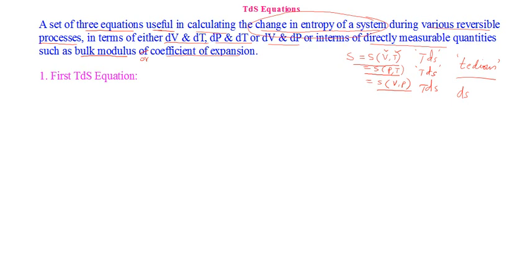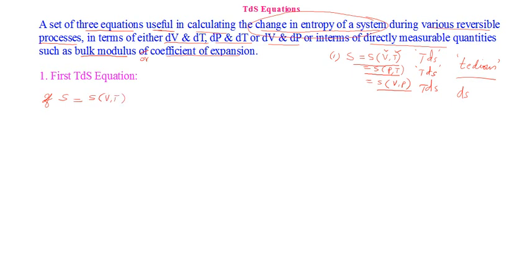As I told you, the entropy of a pure substance can be considered as a function of any two of the three variables, namely pressure, volume, and temperature. Now let us take the first choice. Remember, we are taking a pure substance, and S is a function of V and T. This is the first choice for me, and the first choice will give you the first TdS equation. S is equal to S of V comma T.